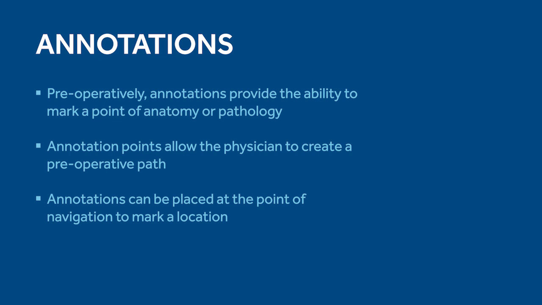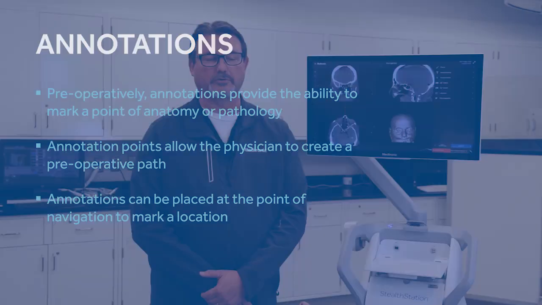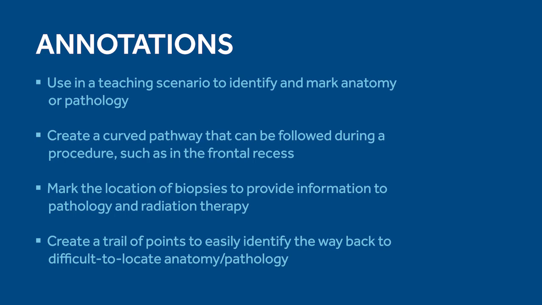Annotations can also mark any type of location that they want to maybe avoid. Say the anterior ethmoid artery is a good example. You can also make a trail of annotation points during navigation with the assistance of somebody else in the operating room. These can be used in a teaching scenario to help residents, trainees learn how to find different parts of the anatomy that they're required to identify in training, such as the anterior ethmoid artery.